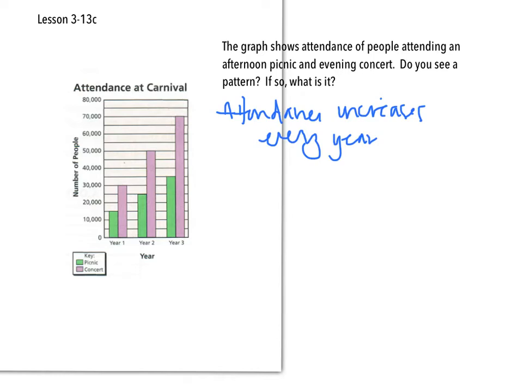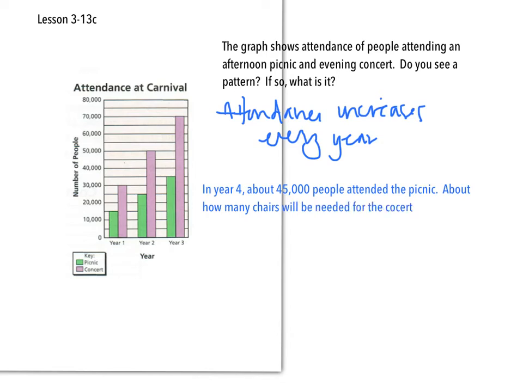All right, our next question is asking for a little bit of interpretation and what scientists call extrapolate. In year 4, about 45,000 people attended the picnic. About how many chairs will be needed for the concert?